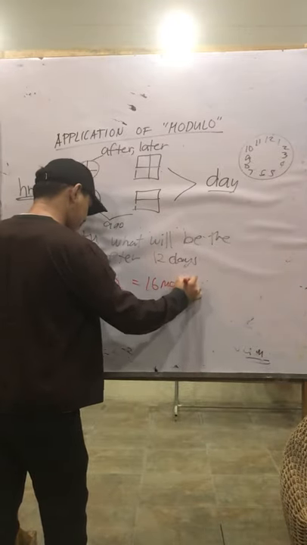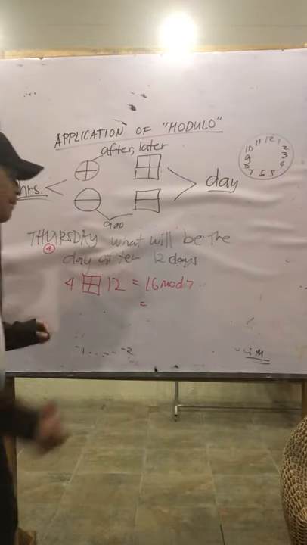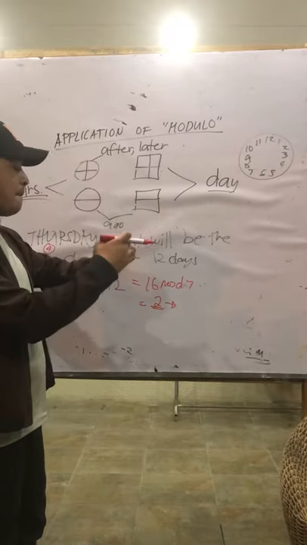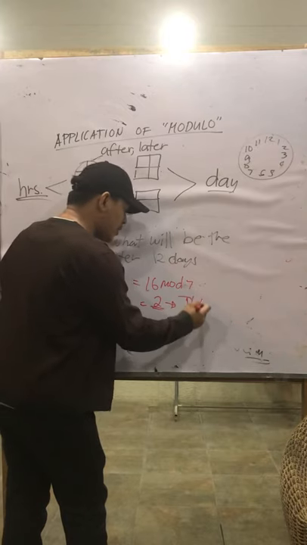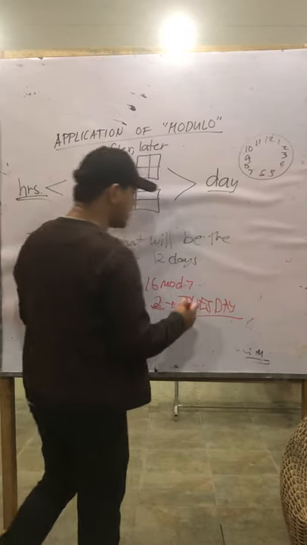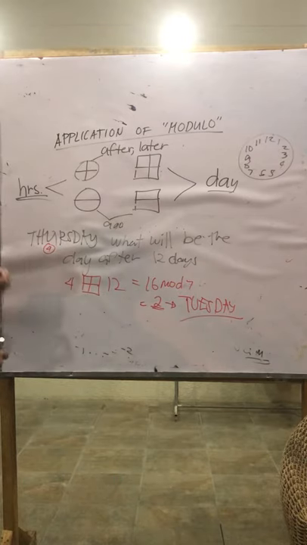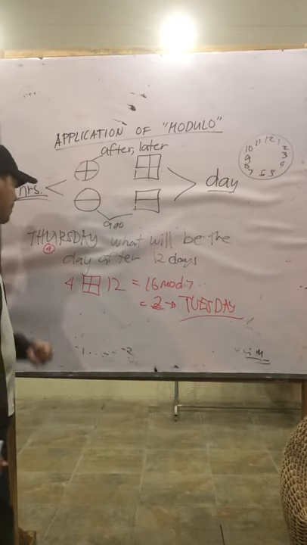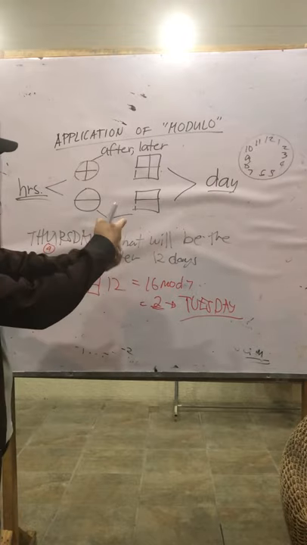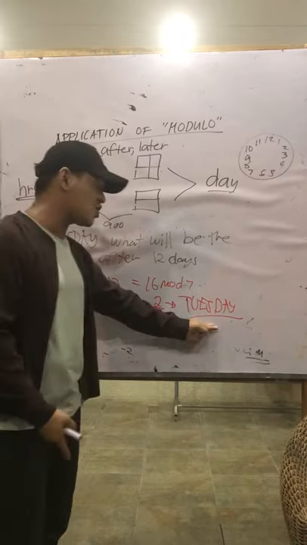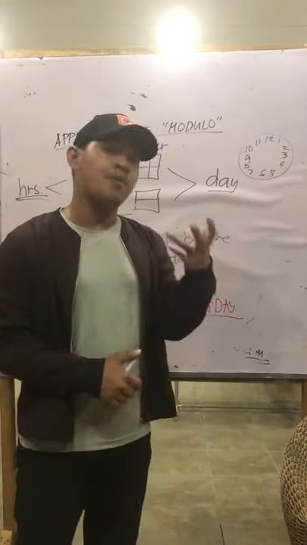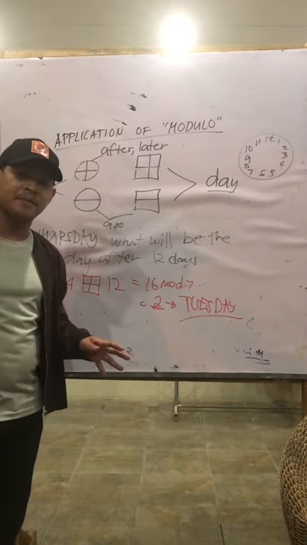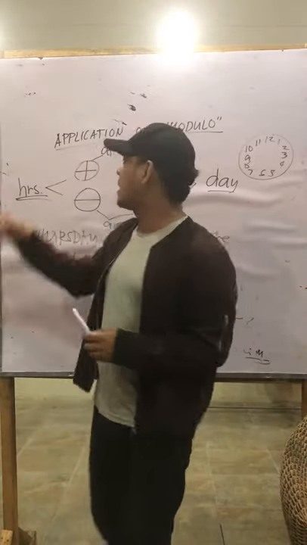Mod 7. Therefore, 16 mod 7 is equal to 2. And 2 is associated with Tuesday. Therefore, we can say that after 12 days from Thursday, it will be Tuesday. Let us check. Thursday, Friday, Saturday, Sunday, Monday, Tuesday, Wednesday, Thursday, Friday, Saturday, Sunday, Monday, Tuesday. And Tuesday is the correct answer. Same process with ago: use days and a minus sign. That will be the application of modulus for this operator.